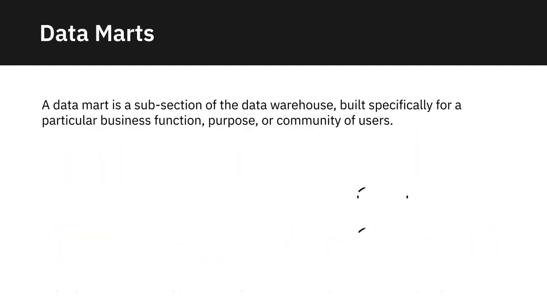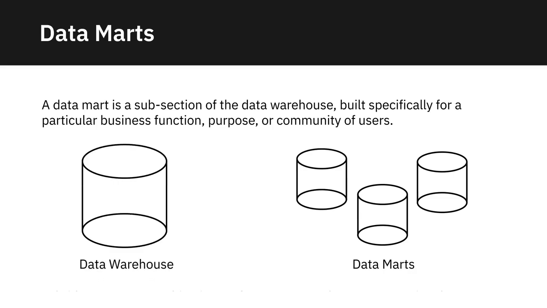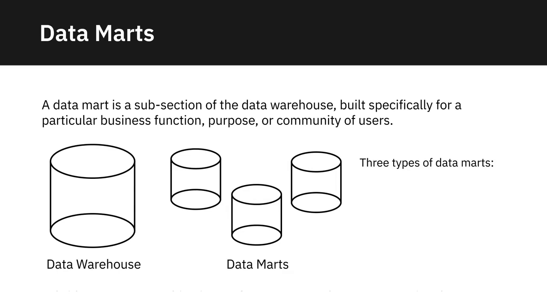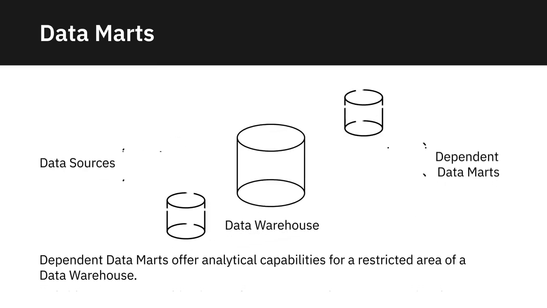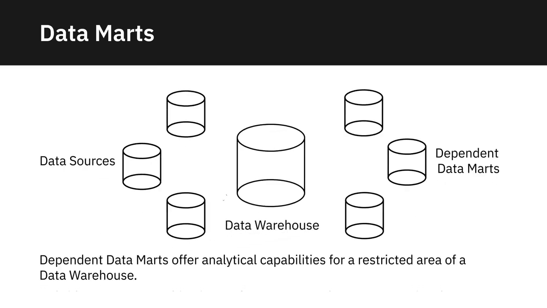A data mart is a subsection of the data warehouse, built specifically for a particular business function, purpose, or community of users. For example, sales or finance groups in an organization accessing data for their quarterly reporting and projections. There are three basic types of data marts: dependent, independent, and hybrid data marts. Dependent data marts are a subsection of an enterprise data warehouse. Since a dependent data mart offers analytical capabilities for a restricted area of the data warehouse, it also provides isolated security and isolated performance.